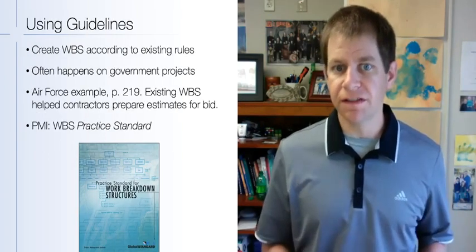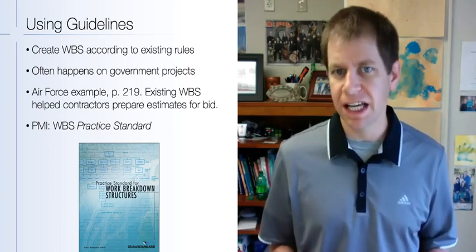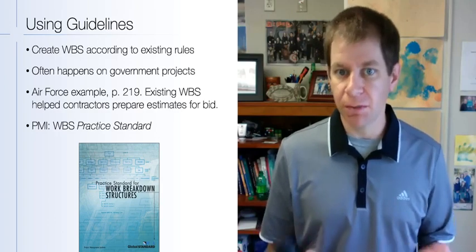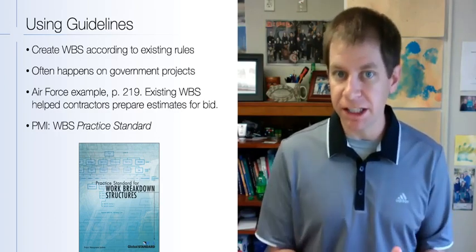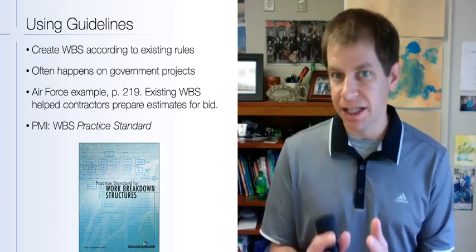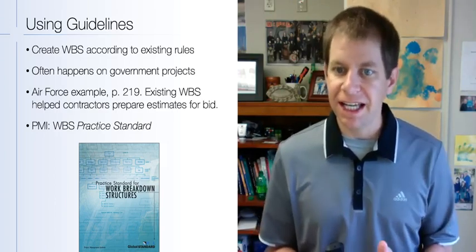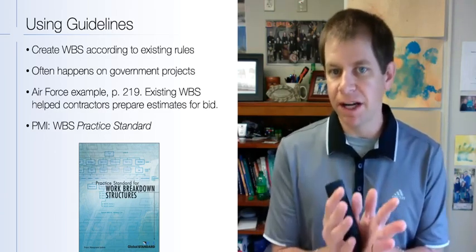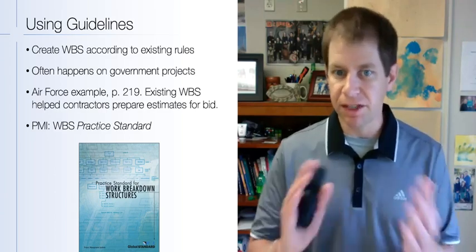The first approach involves using guidelines, and this is when you create your work breakdown structure according to existing rules in terms of what is commonly done in that particular organization or profession. This happens a lot on government projects. So if you want to bid on a government project, especially if it's a DoD project, they have specific guidelines that they require for your work breakdown structure. And there's an example on page 219 where the Air Force was soliciting bids, and existing work breakdown structures helped contractors prepare their estimates for bid so that everyone was kind of on the same page.